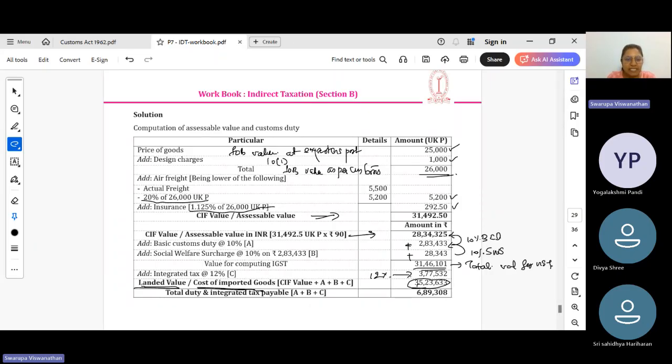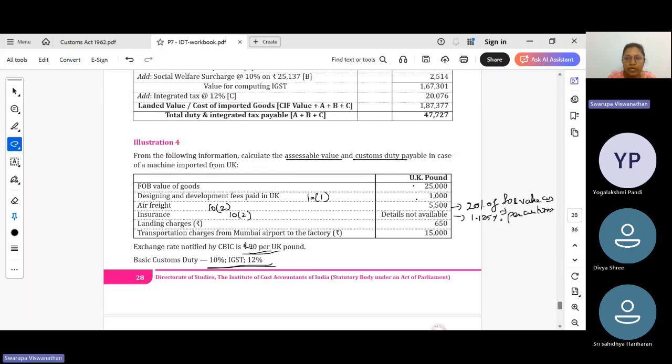Now, what is the total tax payable? Total tax is basic customs duty, social welfare surcharge plus IGST. The sum total of these three duties is the total tax that is payable. Total duty and IGST payable is 6,89,308.